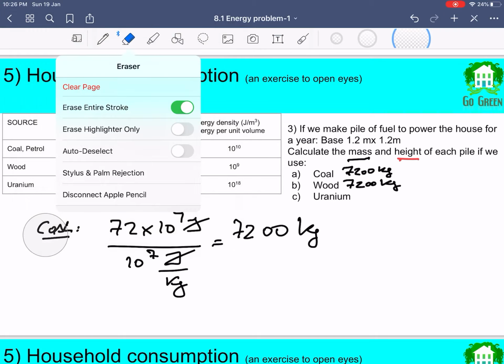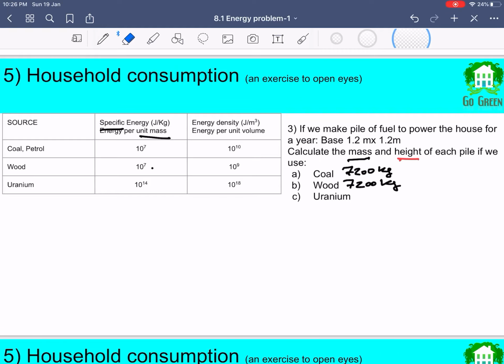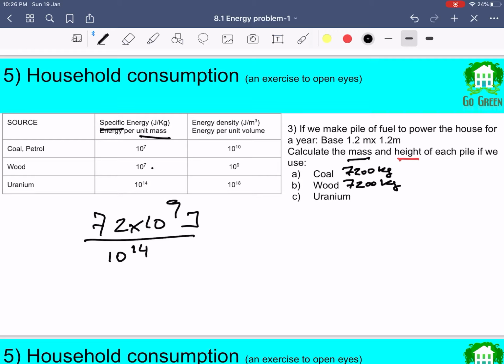What happens with uranium? Let's see, uranium, let's erase this. Uranium is the same: 72 times 10 to the 9 joules divided by 10 to the 14. So this will give me 72 times 10 to the minus 9 minus 14, which is minus 5 kilogram. That's a very, very little amount of uranium, right?